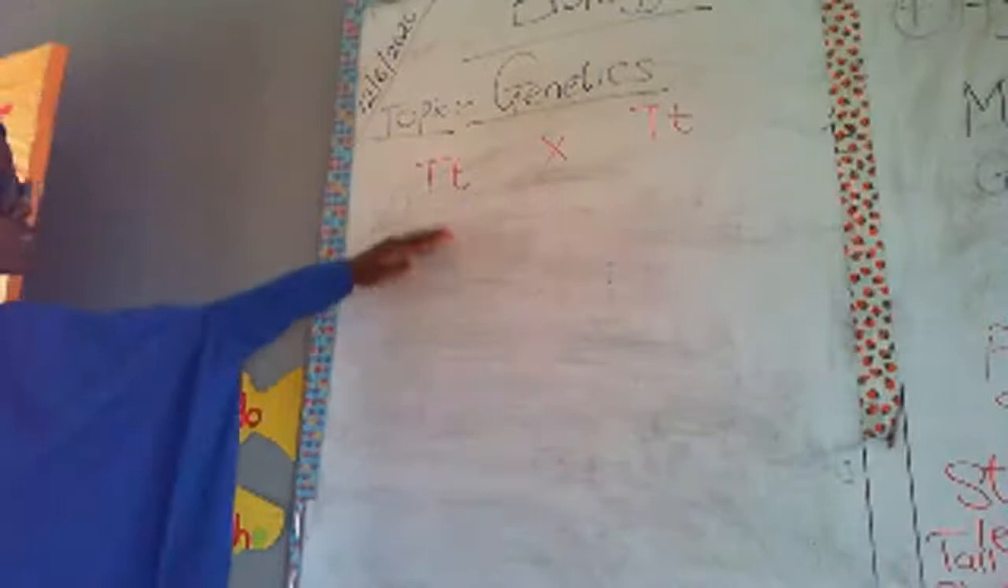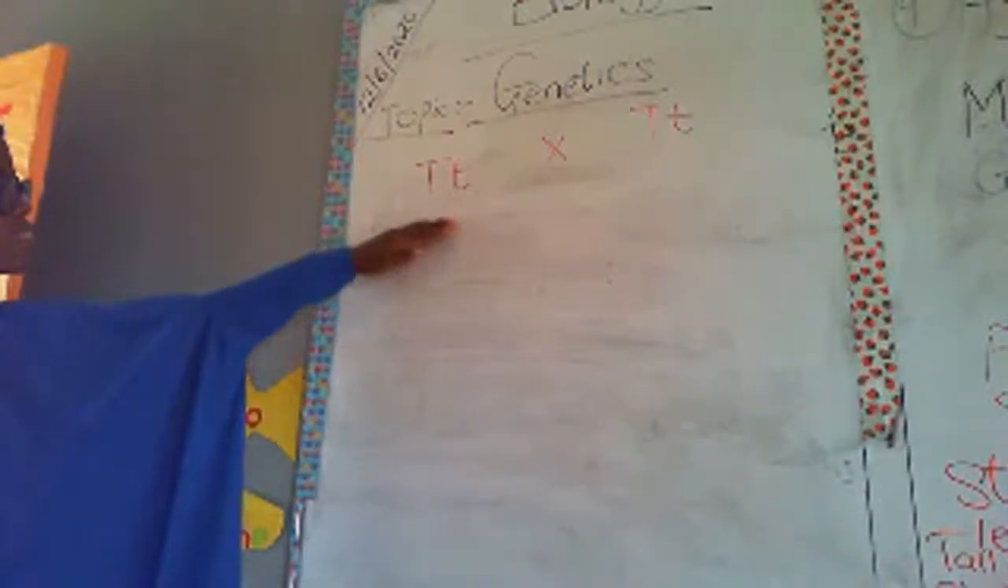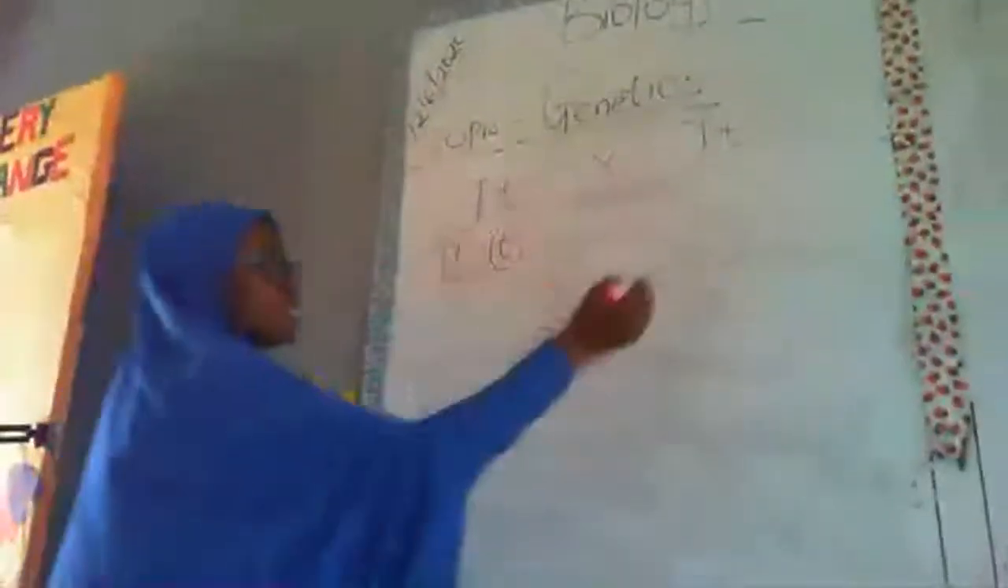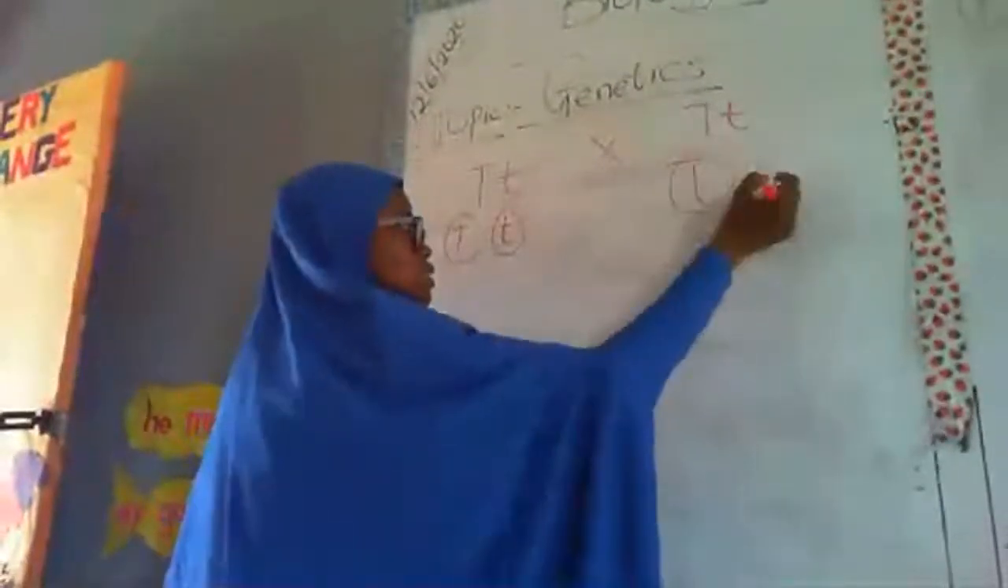Now, how are the gametes formed? You know, this is a heterozygote. They will produce two gametes, unlike the pure breeding here, that produces only one gamete. But here they will produce two gametes. Meaning that we have the capital letter T, it must be in a circle, please. Then the small letter t, then the capital letter T, then the small letter t.